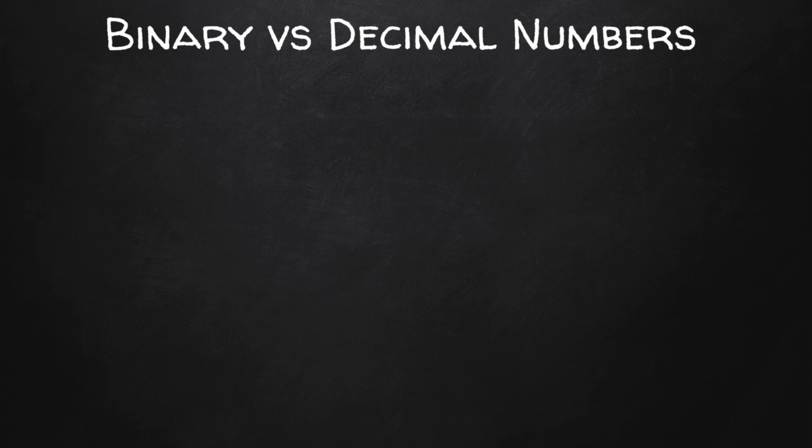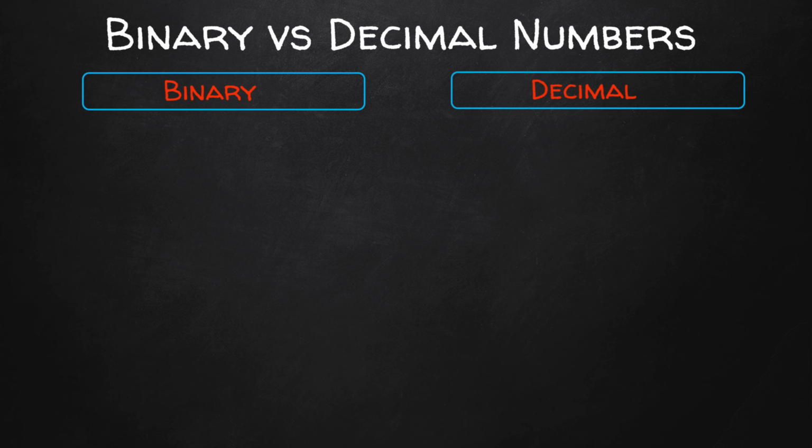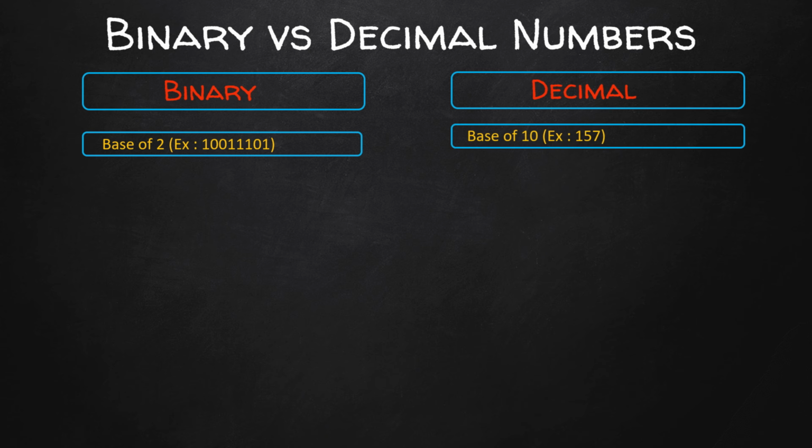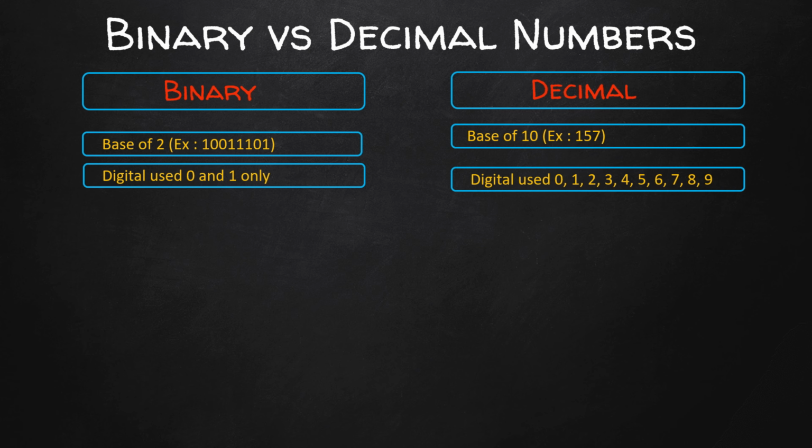Let's see what the differences are between binary and decimal numbers. On the screen, on the left side you can see the specification of binary numbers, and on the right side you can see the specification of decimal numbers. The binary numbers have a base of 2, but the decimal numbers have a base of 10. Examples of binary and decimal are given here. The digits used in the binary number system are 0 and 1 only. On the other hand, the digits used in the decimal number system are from 0 to 9. That is 0, 1, 2, 3, 4, 5, 6, 7, 8 and 9.